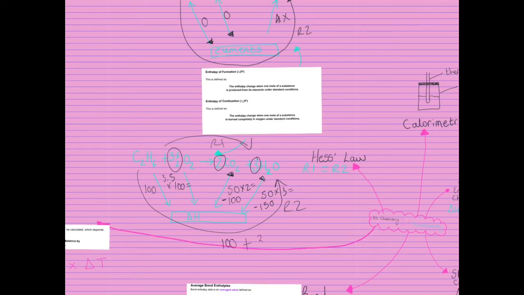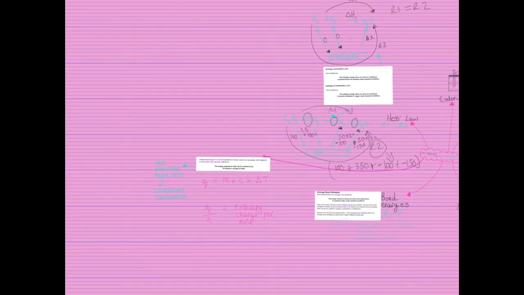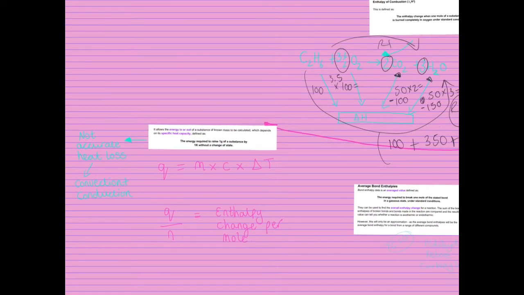So then all those values: 100 plus 350, plus minus 100, plus minus 150, that would all equal route 2, and then the other one would equal route 1, so we could use that to work out route 1. But you might have to rearrange. It might ask you to work out this one here, so you'd have to input it into the equation and work it out.